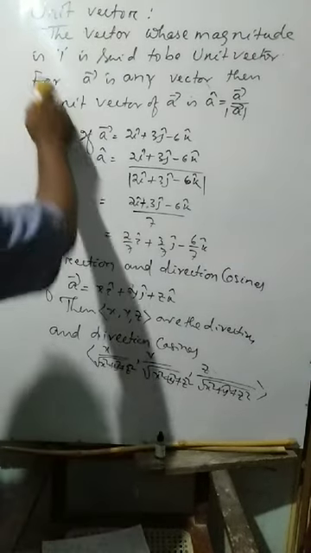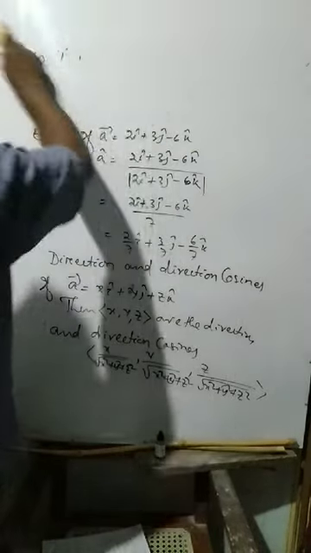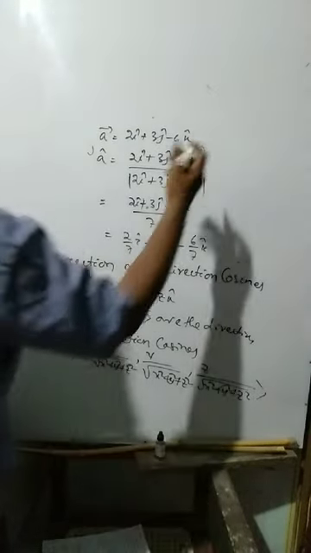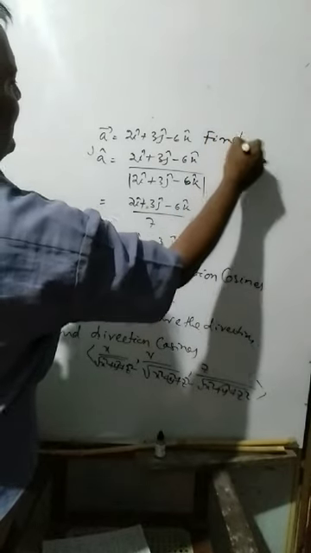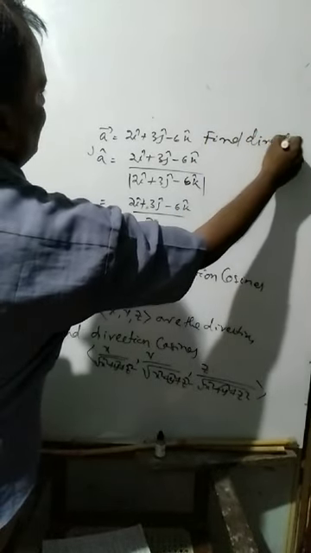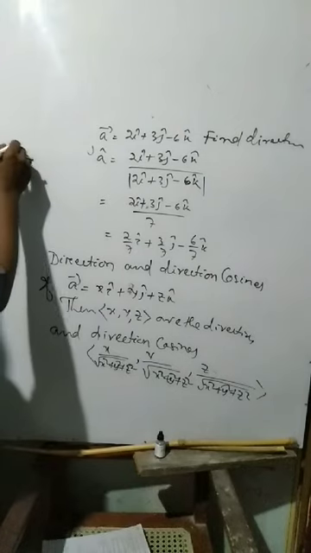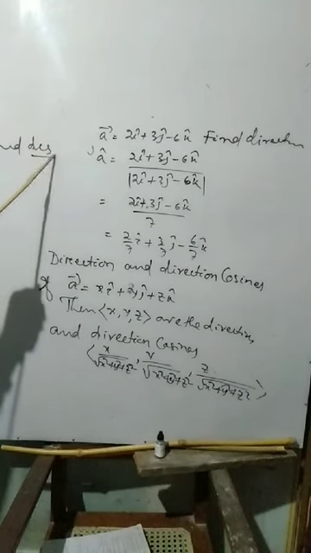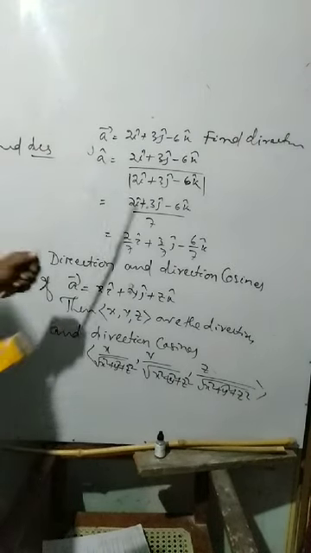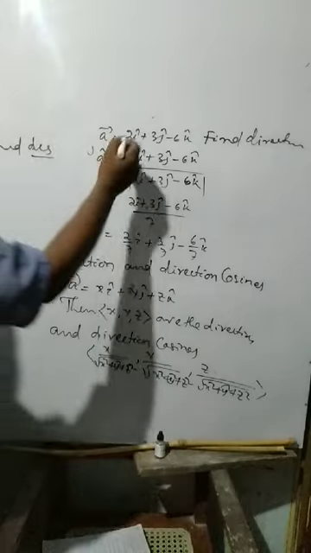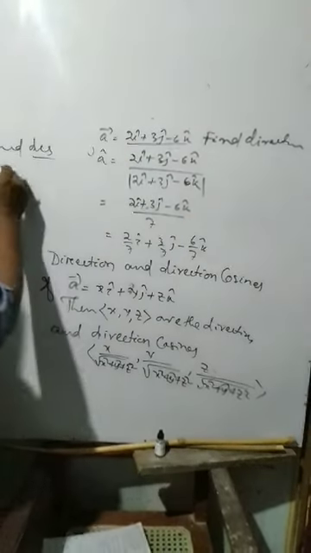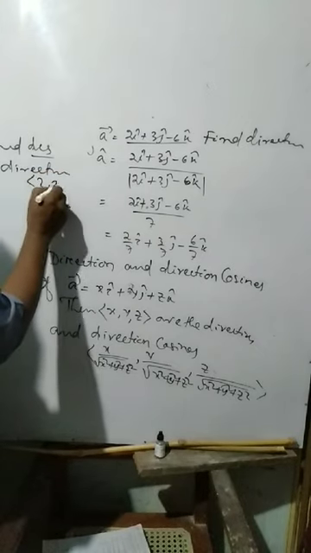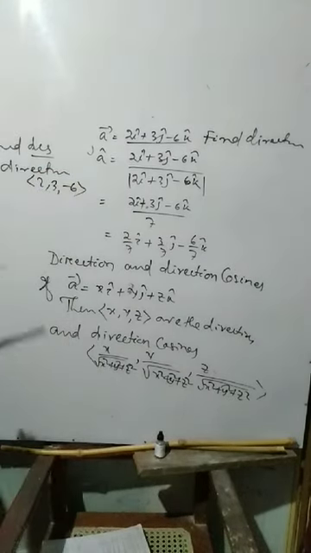In this case, if A is equal to this one, find the direction and direction cosine. DCs means direction cosines: CS means cosines, D means direction. So how to find the direction cosines? The direction ratios are 2, 3, minus 6. These are the directions.